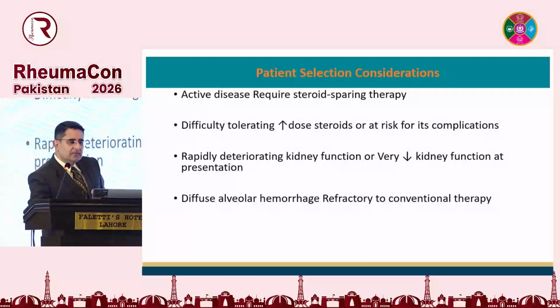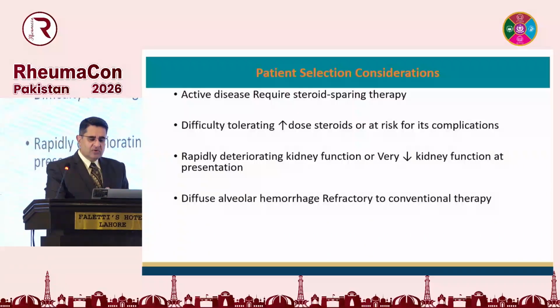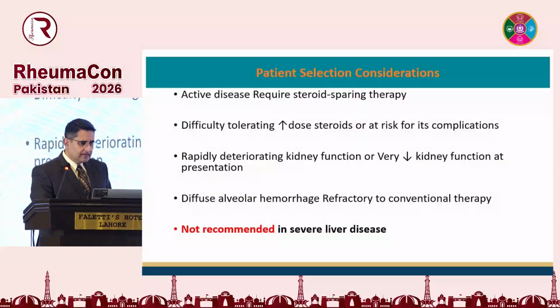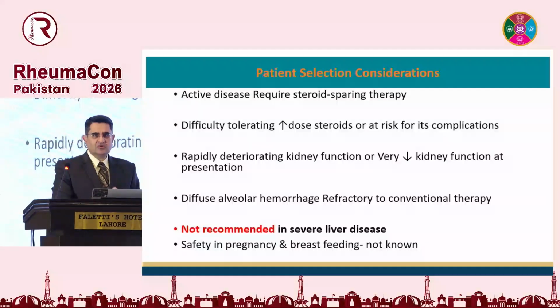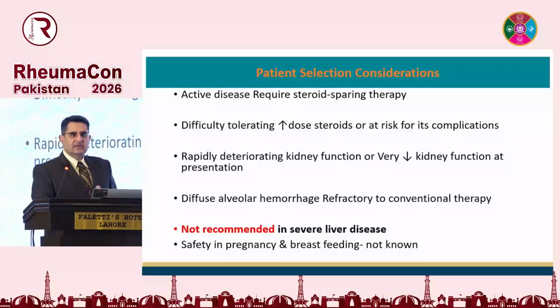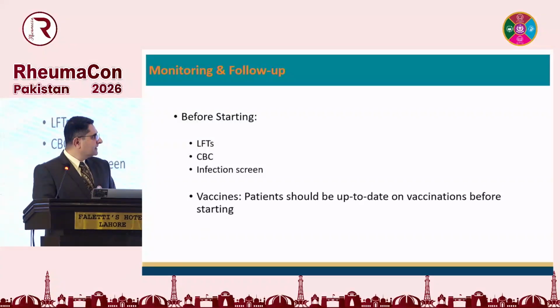So patient selection considerations are very important. Active disease requires steroid-sparing therapy, or when the patient has difficulty tolerating high-dose steroids, rapidly deteriorating kidney function at presentation, and diffuse alveolar hemorrhage refractory to conventional therapy. It is not recommended in chronic liver disease or severe liver disease, and safety in pregnancy and breastfeeding is not known due to the fact that the data is not there.